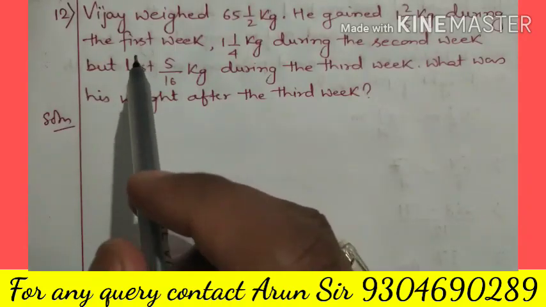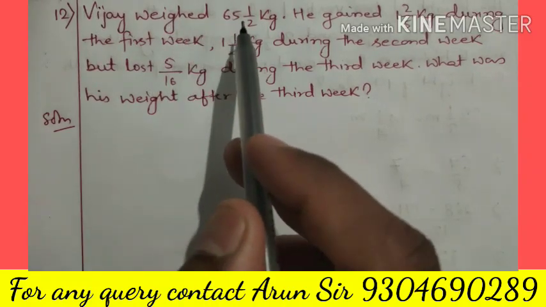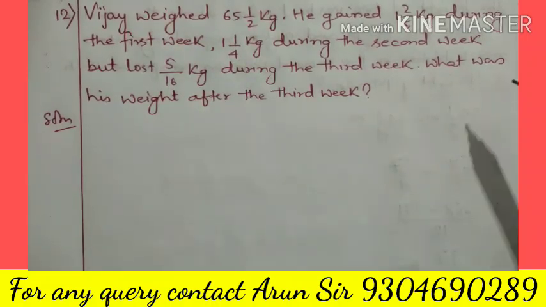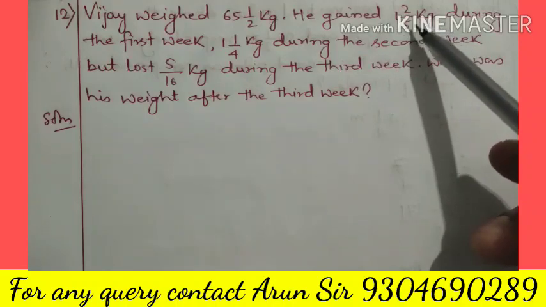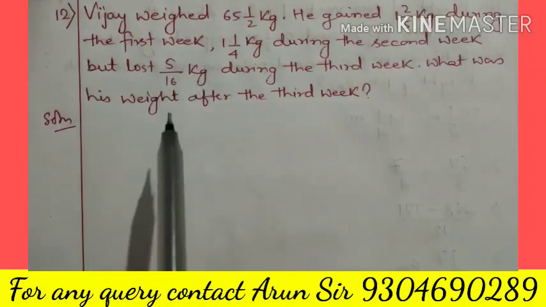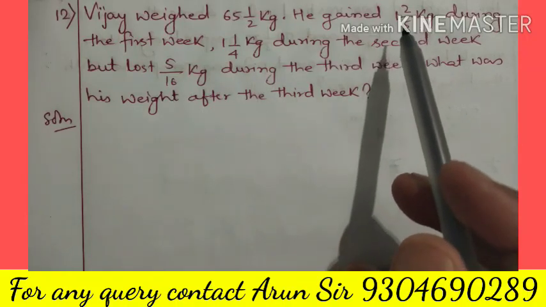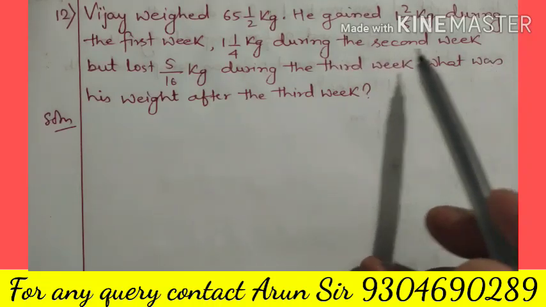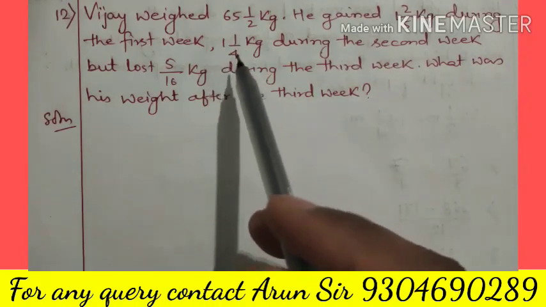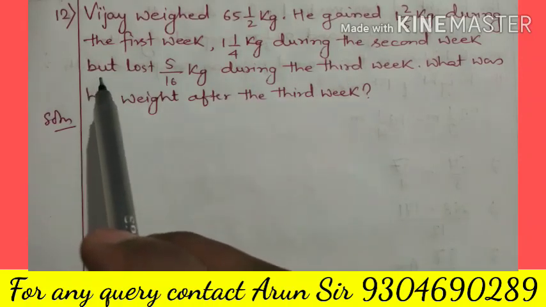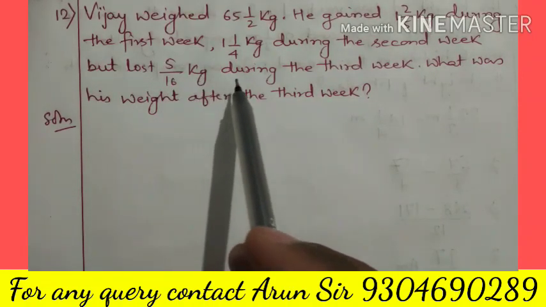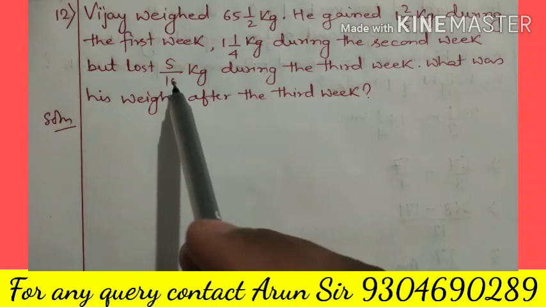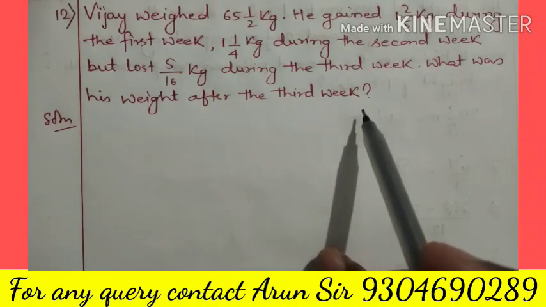Our next question, question number 12, is saying Vijay weighed 65 whole 1 by 2 kg. He gained 1 whole 2 by 5 kg during the first week, then 1 whole 1 by 4 kg during the second week, but lost 5 by 16 kg during the third week. What was his weight after the third week?